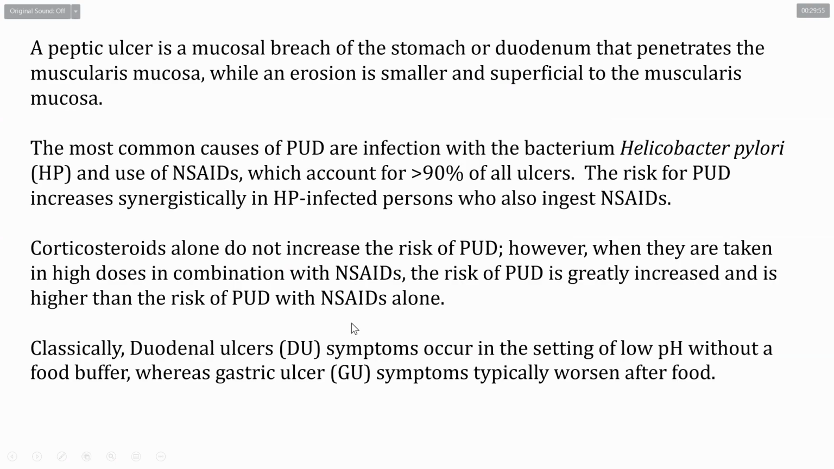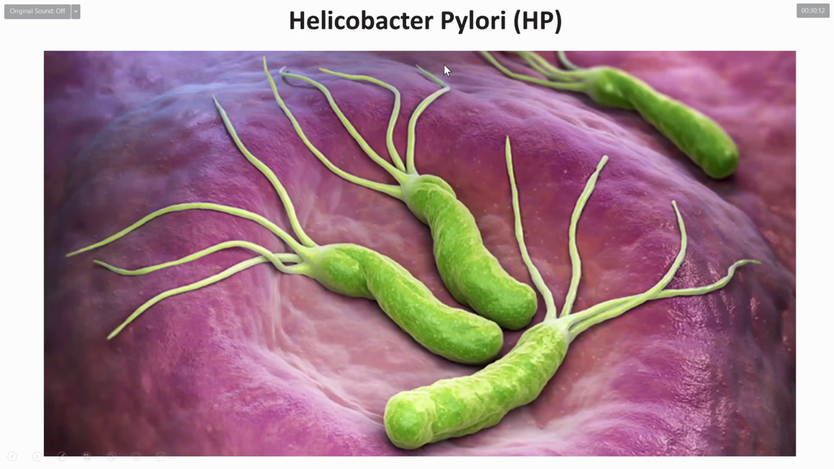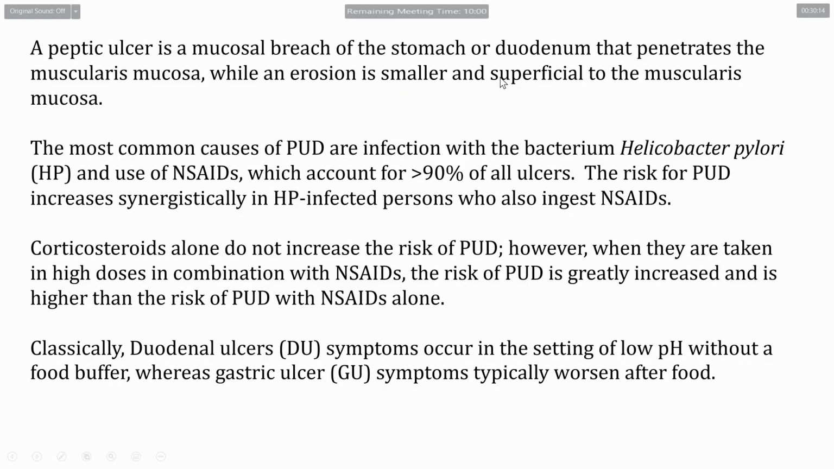But what's an ulcer? We all know what an ulcer is. It's a mucosal breach that occurs in peptic ulcer disease in the stomach and the duodenum. It goes as far as the muscularis mucosa. Can you see this? Whereas erosions are superficial to the muscularis mucosa.